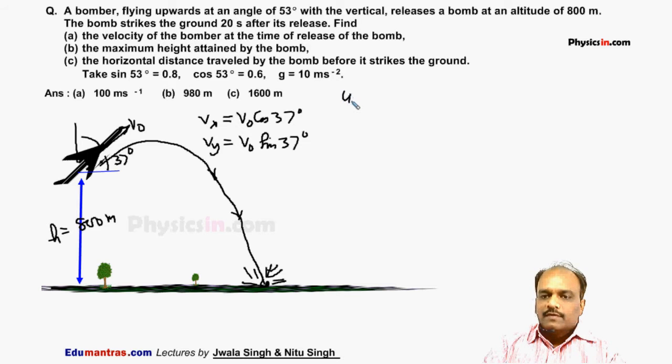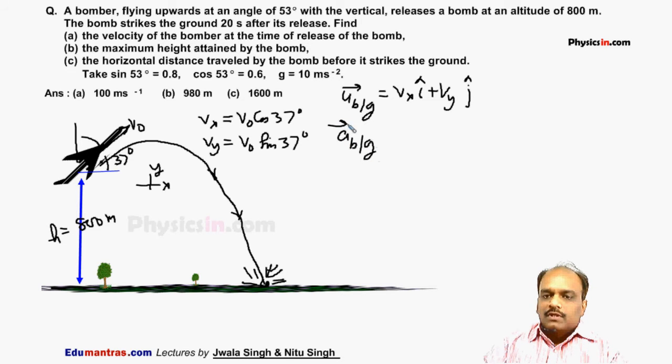We can say the initial velocity of the bomb with respect to ground. The speed of the bomb and the bomber initially will remain the same. So I will assume this as x-axis and y-axis. The initial velocity of the bomber is Vx i cap plus Vy j cap. The acceleration of the bomb with respect to ground along x-axis is 0 and along y-axis it is minus 10 j cap.